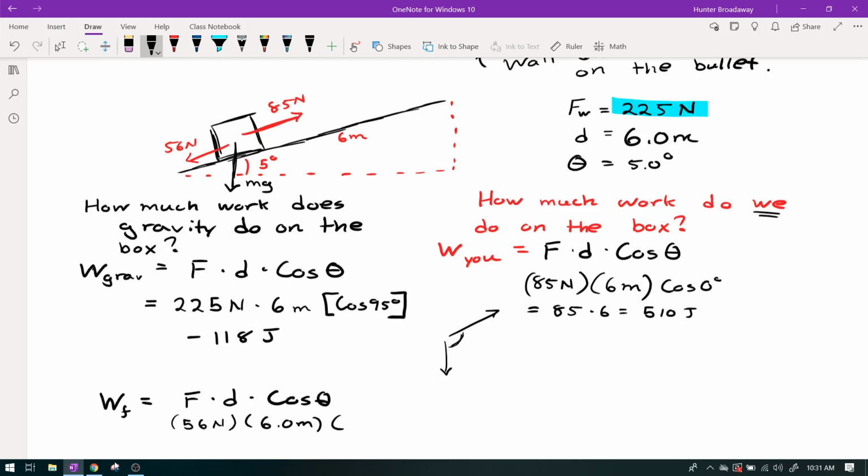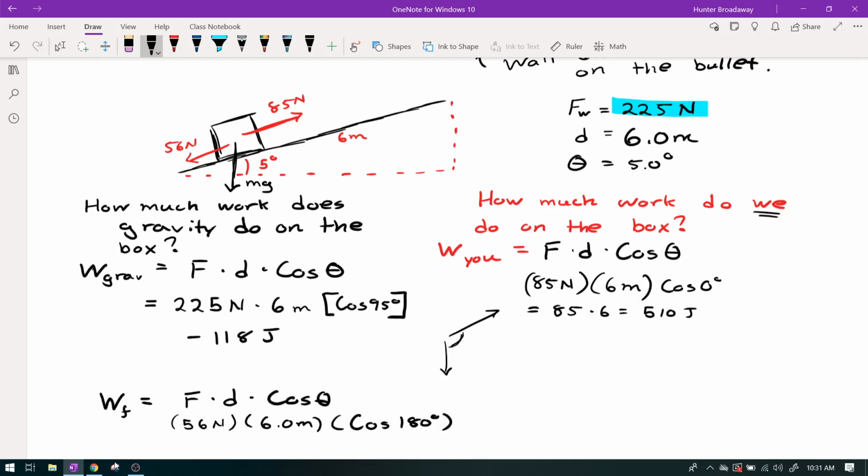And what is the angle between the force and the direction of motion? No, it is not 0. It is 180. It is flipped completely over. They are on the same plane, but it's going to be the cosine of 180 degrees.